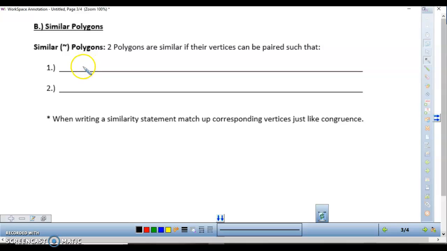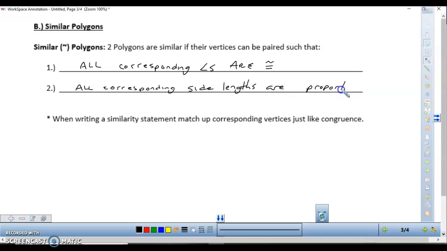All right, so in similar polygons, there's two parts to the definition. Two polygons are similar if their vertices can be paired such that all the corresponding angles are congruent, and all the corresponding side lengths are proportional. And you guys, this word proportional just means in the same ratio. All right, and we'll look at an example here in just a minute and see what that looks like.